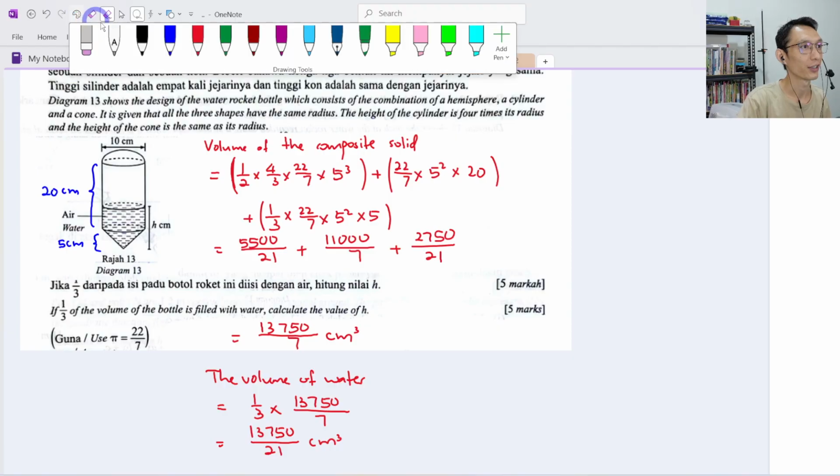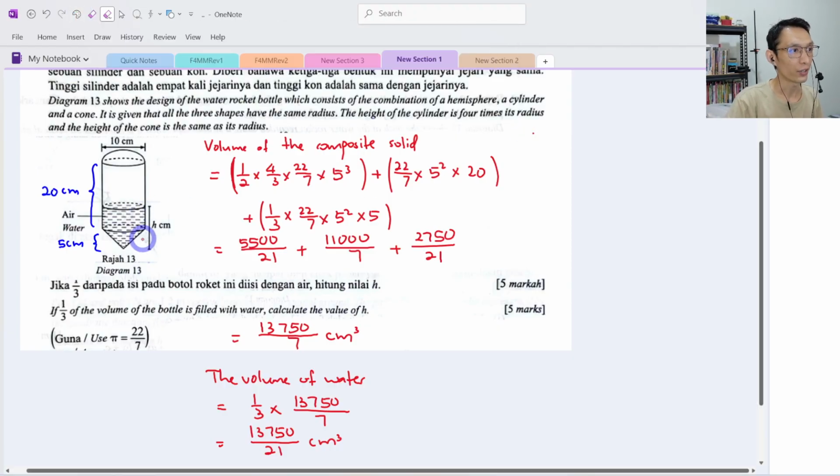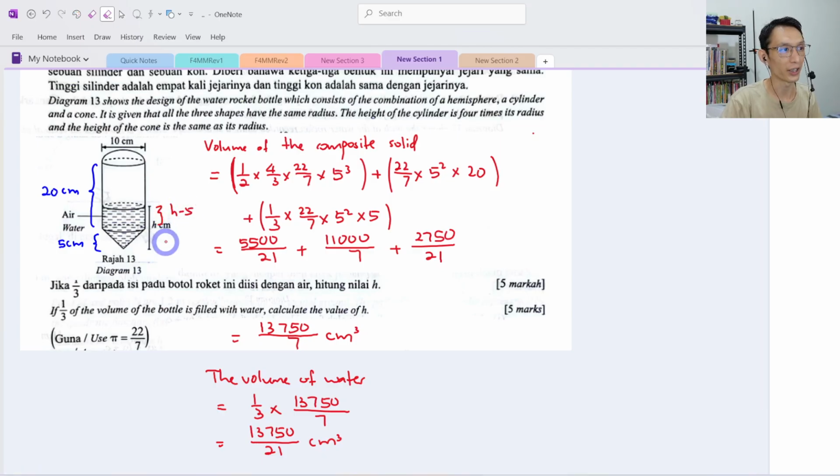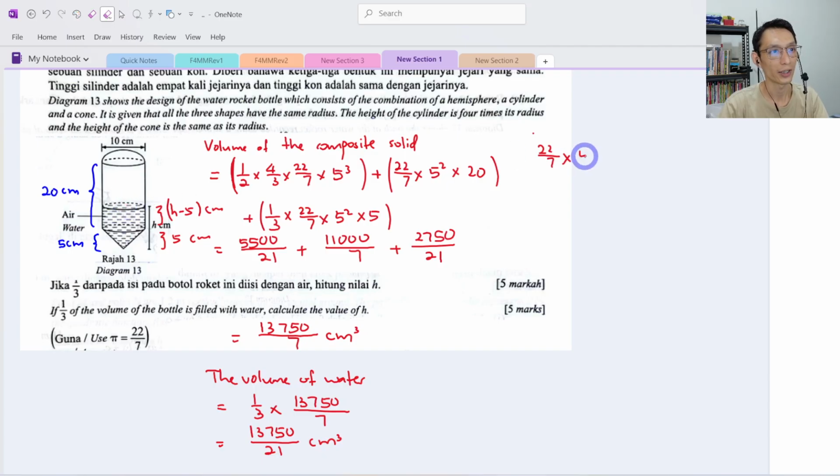Okay, next step is to form the equation, and then we should be able to get the value of h. So this is h. If this is 5, here will be h minus 5, right? This is 5. This is h minus 5 centimeters. This is 5 centimeters. And we know that the volume here is actually equal to this. So we need to form an equation. How do we find the volume here? Still using the formula for finding the volume of a cylinder. Pi r square height. The height is h minus 5.